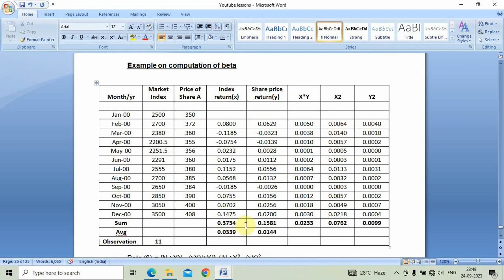Then we sum all the values and compute the average of X and Y. And please note the number of observations is 11. These are 11 observations.